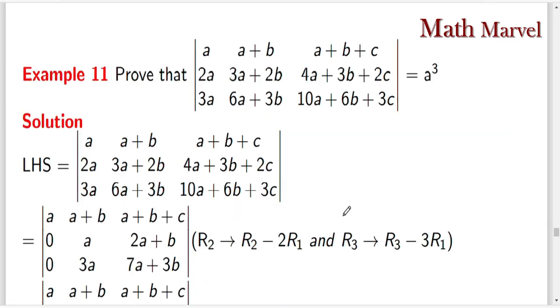Now we discuss how to apply property number 6 to find the value of a determinant. Example number 11: prove that in the 3 by 3 determinant, the first row is A, A plus B, A plus B plus C; the second row is 2A, 3A plus 2B, 4A plus 3B plus 2C; the third row is 3A, 6A plus 3B, 10A plus 6B plus 3C; the value is equal to A raised to 3. Here we have to prove that the value of this determinant is equal to A raised to 3.